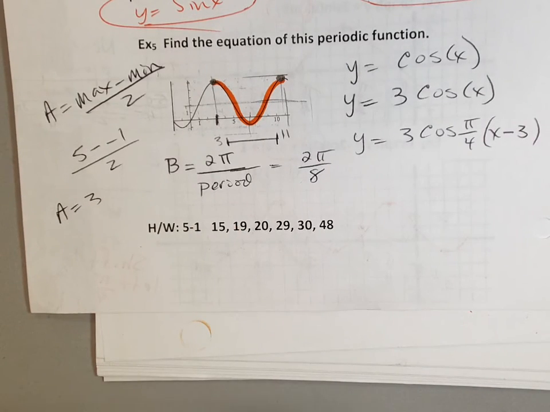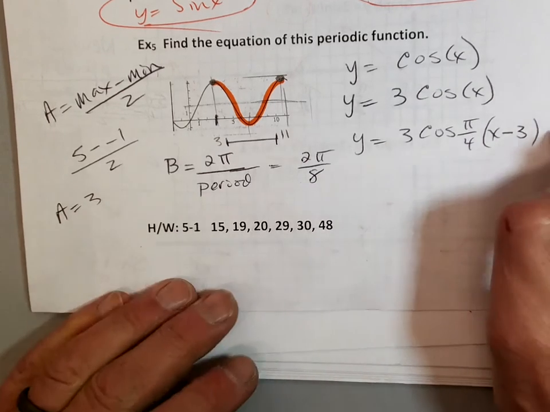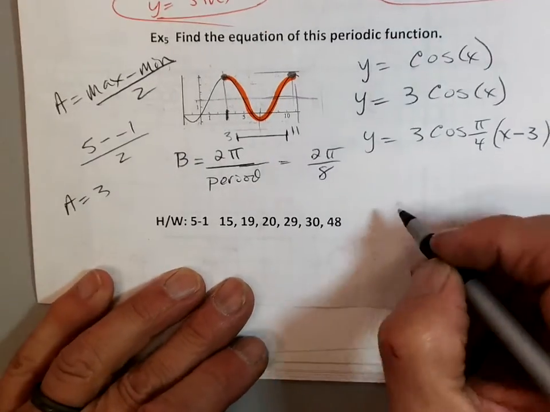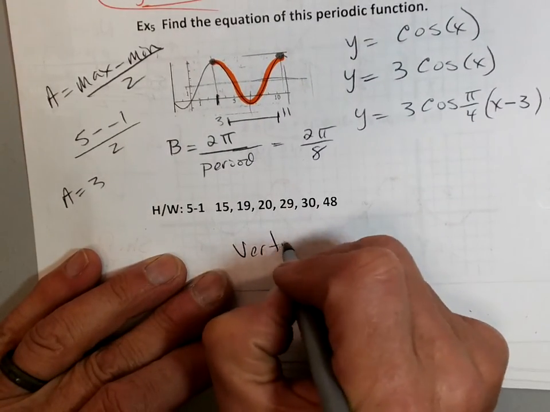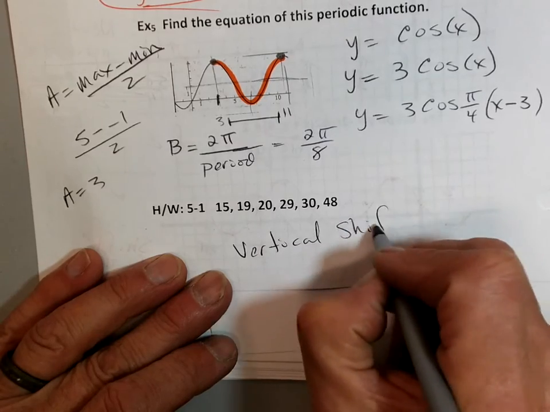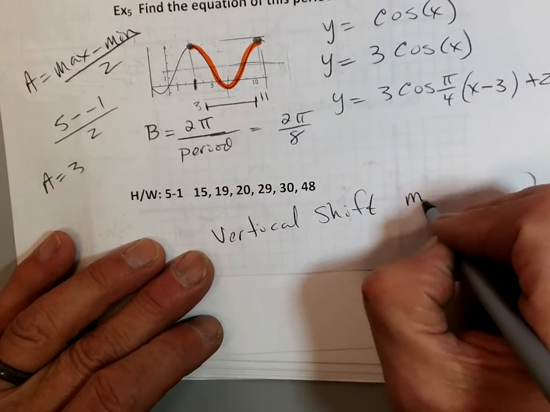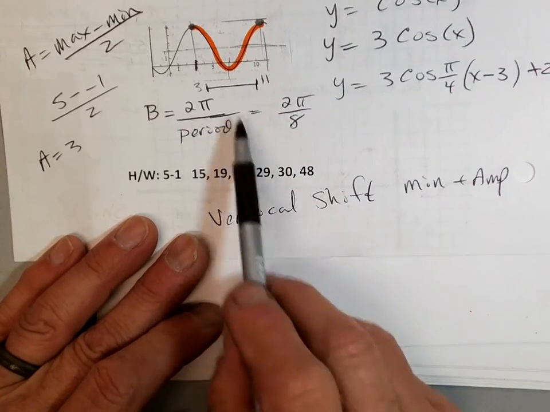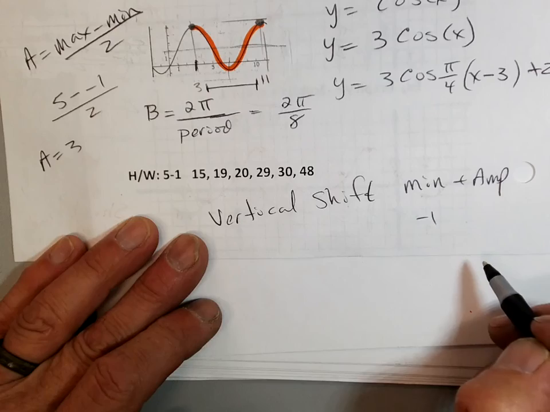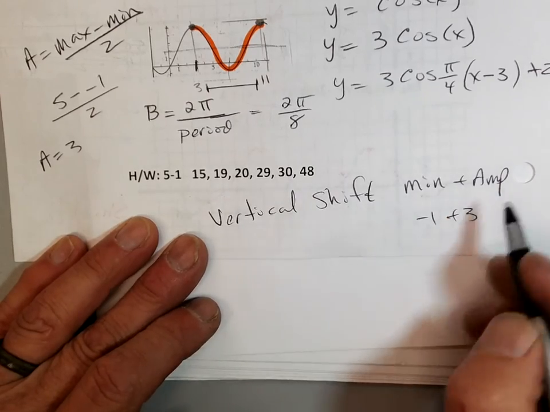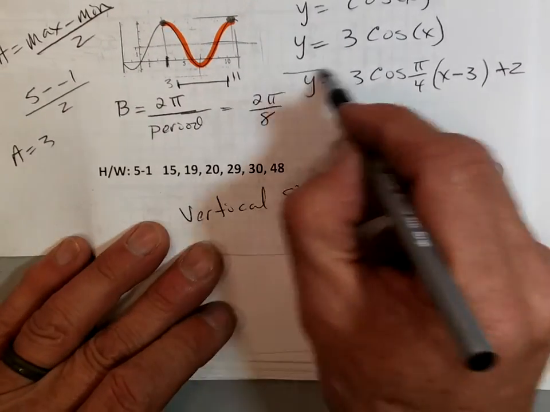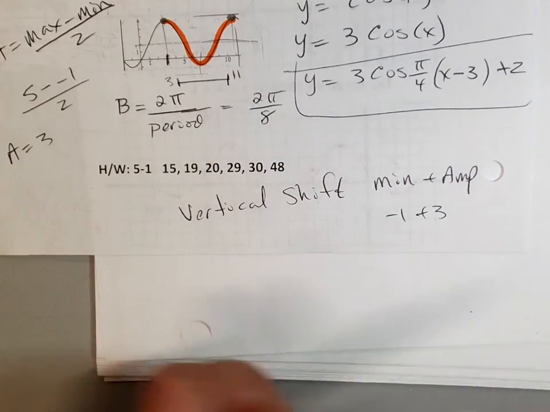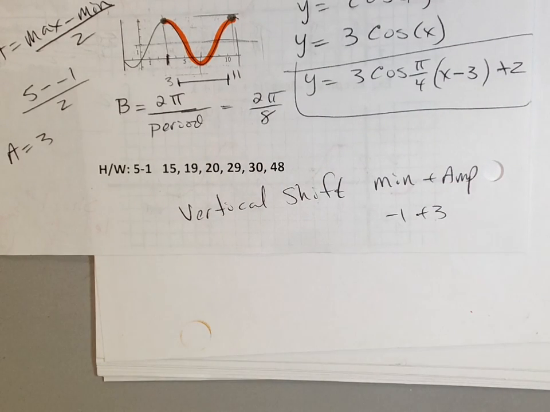And then finally, did this curve get bumped up or down? How much? 2. Do you see the midline? If you're not sure what the vertical shift is, it's always the minimum plus the amplitude. Our minimum is -1 and our amplitude was 3, which puts it at a shift of plus 2. This is the equation of that graph. Whew! Big day, huh?